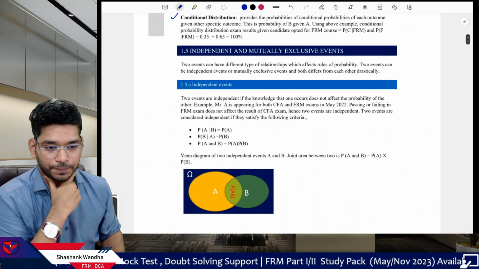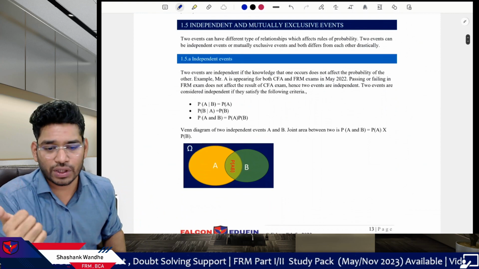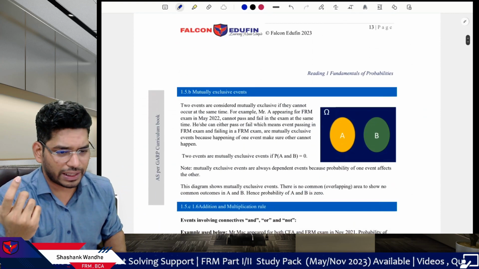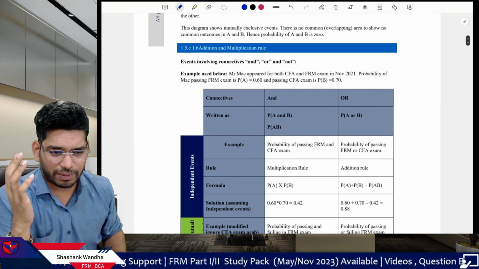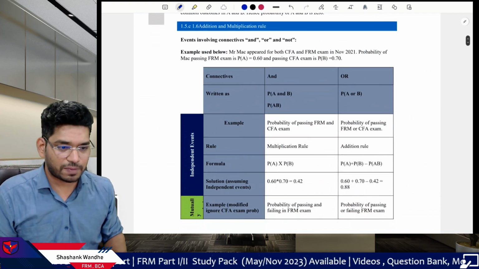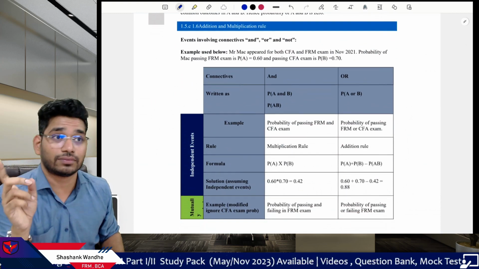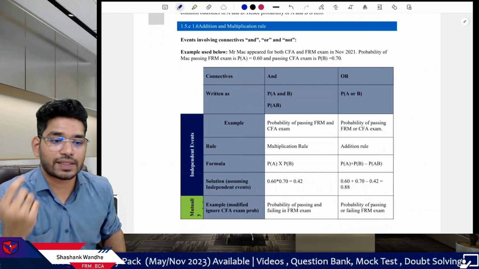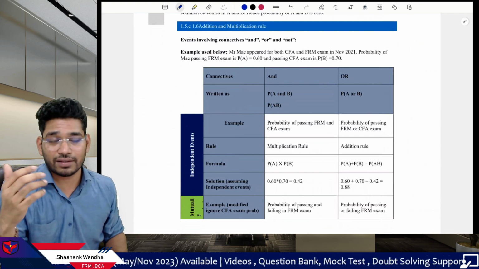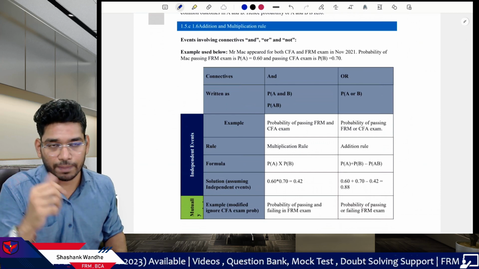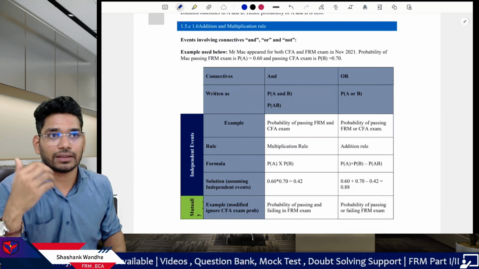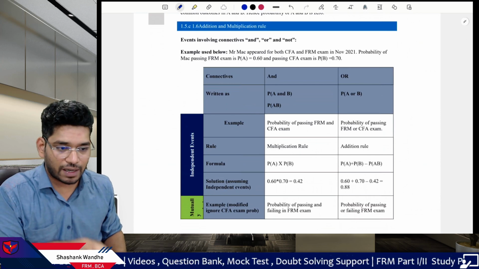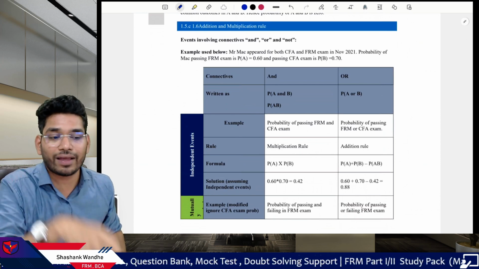Then we have independent and mutually exclusive events. Understand what is an independent and mutually exclusive event. I don't remember GARP testing this particular area since way back, but it is very important to understand the rest of the curriculum. So you should not skip this. Okay, so whenever I'm saying something is not very important, you should not skip it. You should always prepare it, but just for your understanding, whenever I'm saying this is very important, you should focus extra on that area.